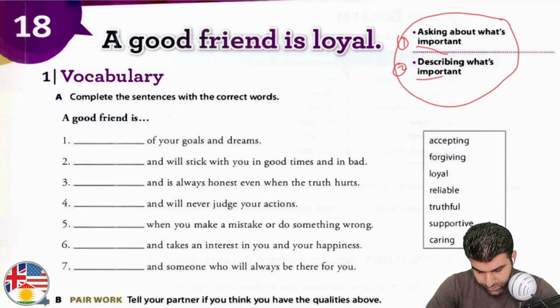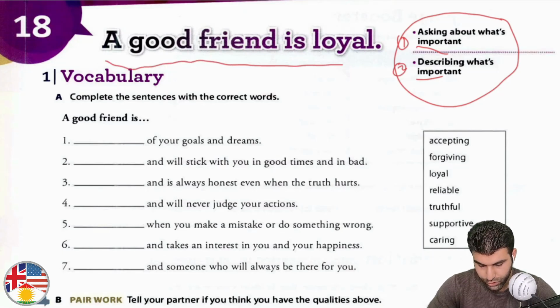So let's read the title of the lesson, which is A Good Friend is Loyal. A good friend is loyal. A good friend is loyal.